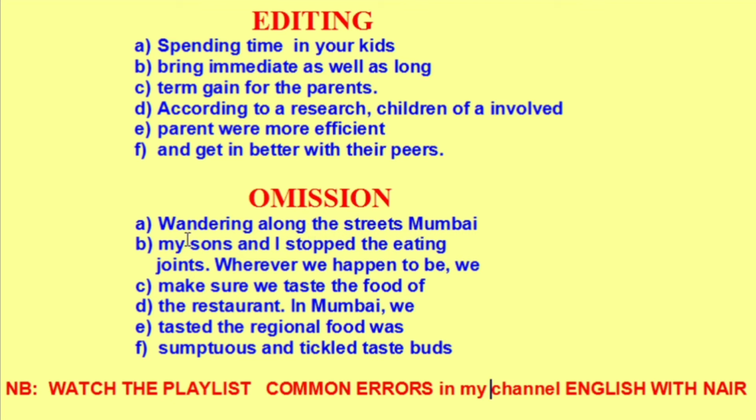Wandering along the streets of Mumbai, my sons and I stopped dating joints. See, I'm reading till here because if you simply read joints, there is no meaning. So you have to read till here. My sons and I stopped dating joints. Stop at some place. When a particular time, at 10 o'clock, at 9 o'clock. So particular time and particular place, if you want to point it out, of course it will be the preposition at. My sons and I stopped at the eating joints.